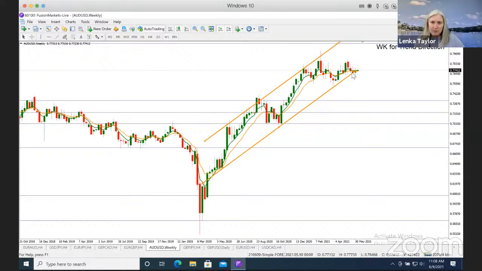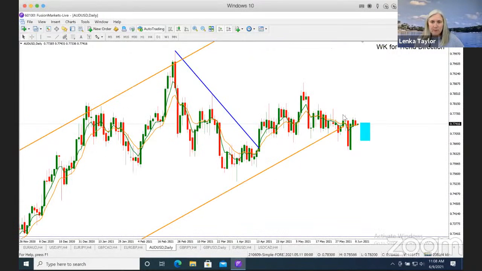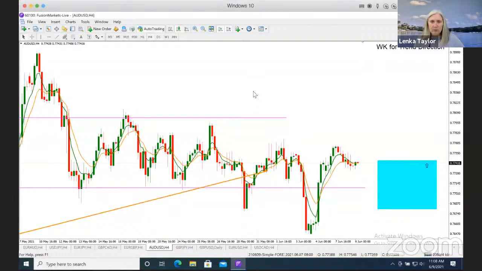The weekly is just at the bottom of the channel, and hence I'm still looking for a long at this stage until there is a proper breakout. So here we had a little dip, a little taster underneath, but yeah, at this stage still looking for a long. So let's see how that plays out.